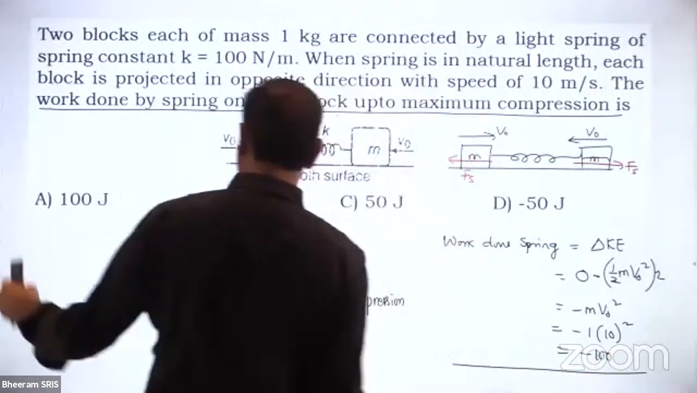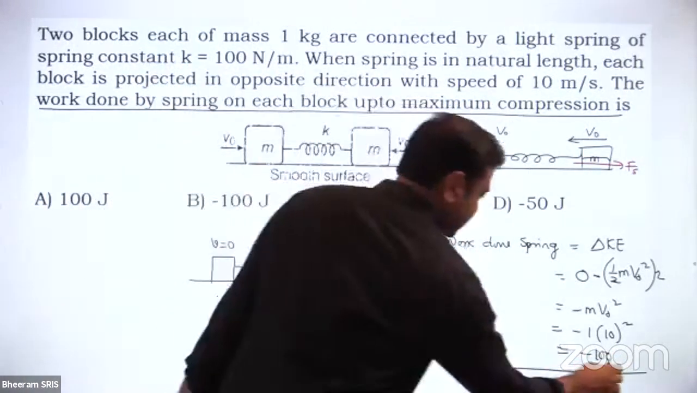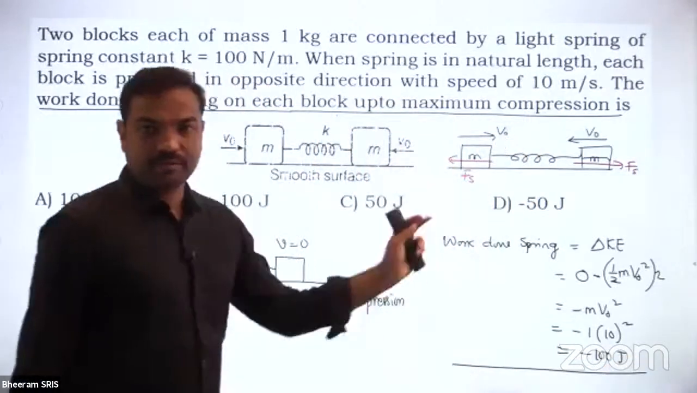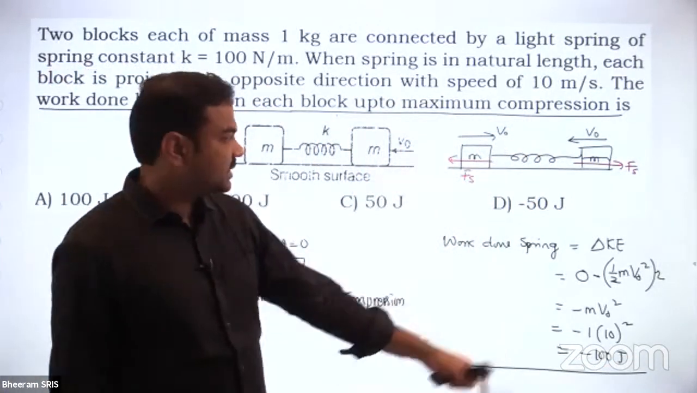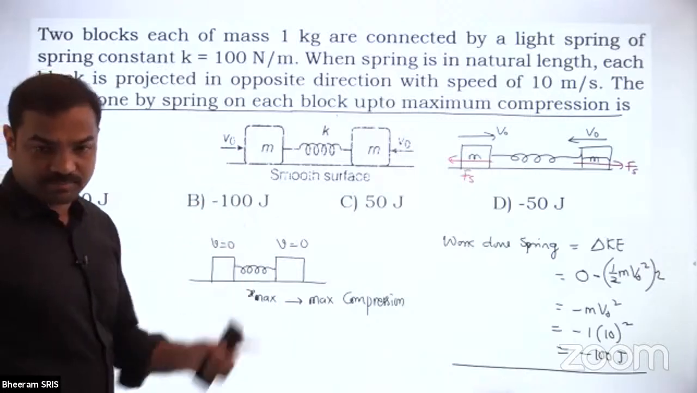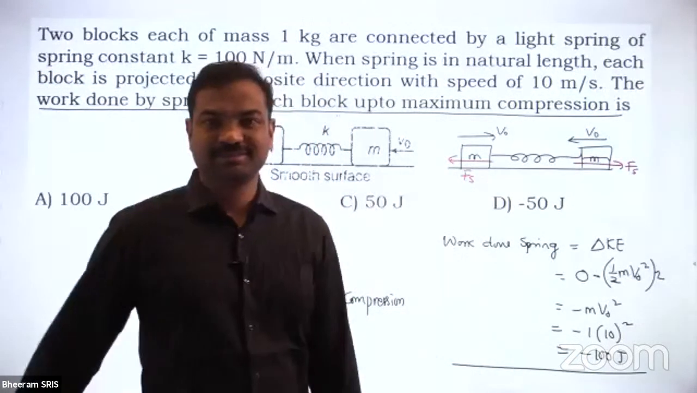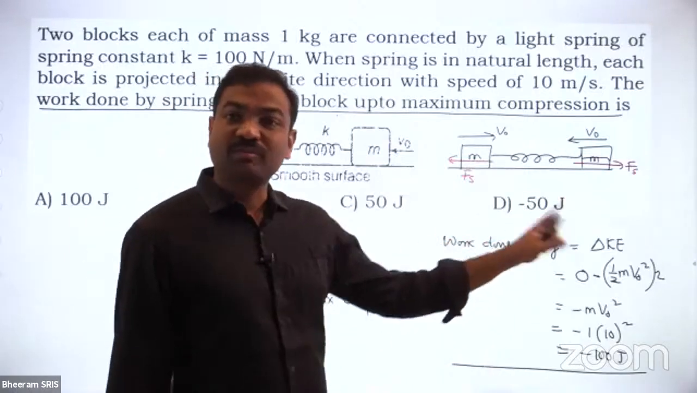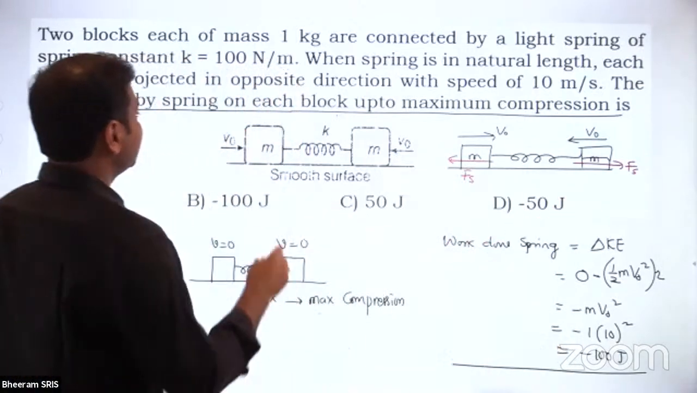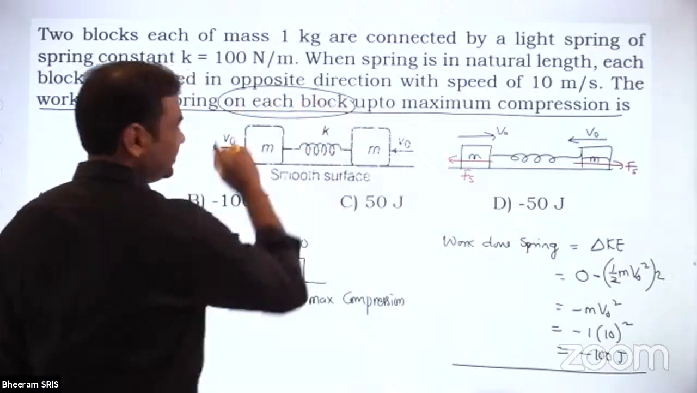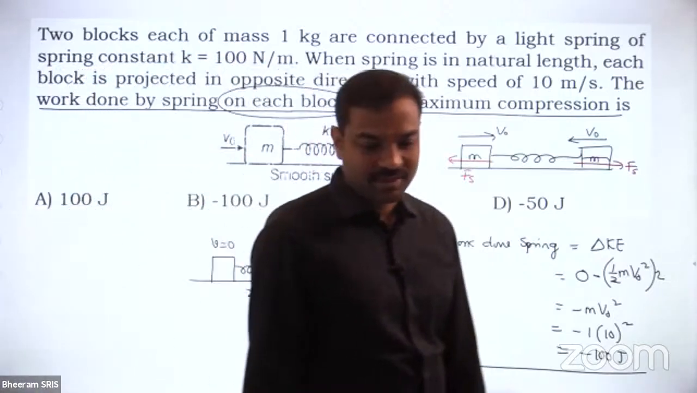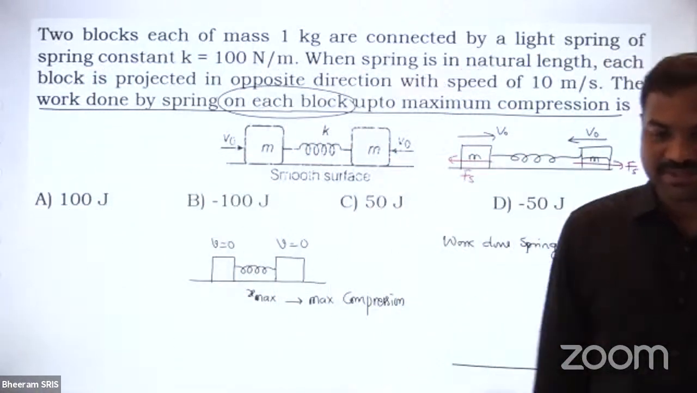But what is minus 100 joules? This is the one place where I think some people at least made a mistake. If you followed in this way, you got minus 100, and I think you kept the B answer. But minus 100 joules is the work done on both the blocks, work done by the spring on both the blocks. But what is the question? The question is on each block. Understood? That is the twist in the question.